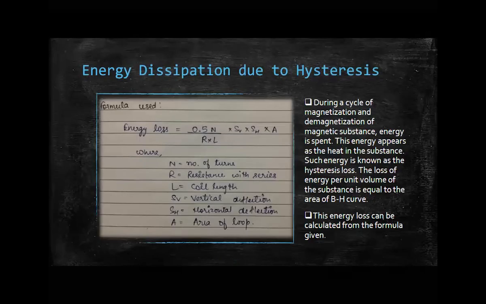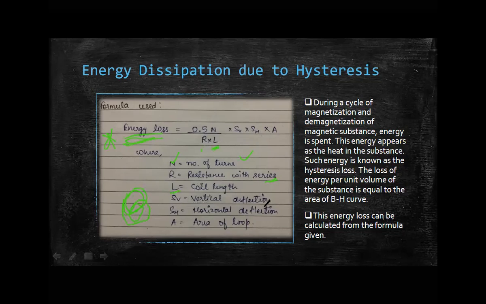This is a very important formula to note down. Energy loss of the BH loop equals 0.5 N by RL times SV SH A. N is the number of turns that we use. R is the resistance of the series coil. L is the coil length. This problem they're going to ask.